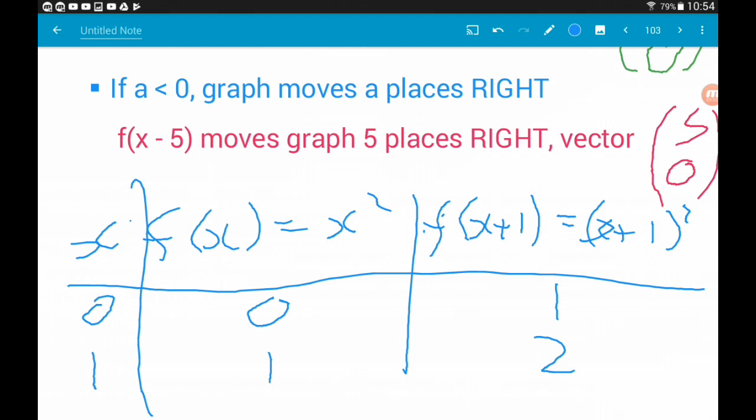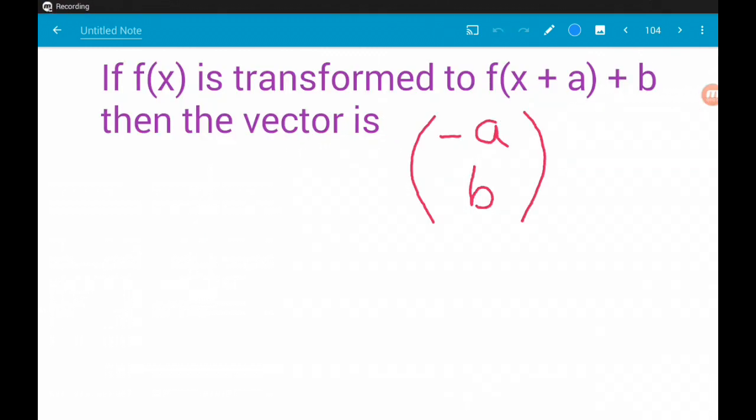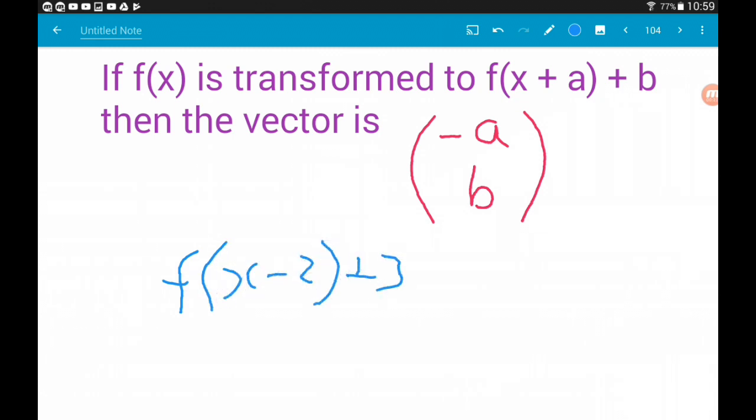The rules are important. Okay, before we get to examples then, I'm just going to say you can put translations together. So we could transform f of x to f of x plus a, plus b. And the vector for that would be (-a, b). So, for example, if we had f of x minus 2 plus 3, the vector for that translation would be (2, 3). So it would move positively to the right by 2 and positively up by 3 places.